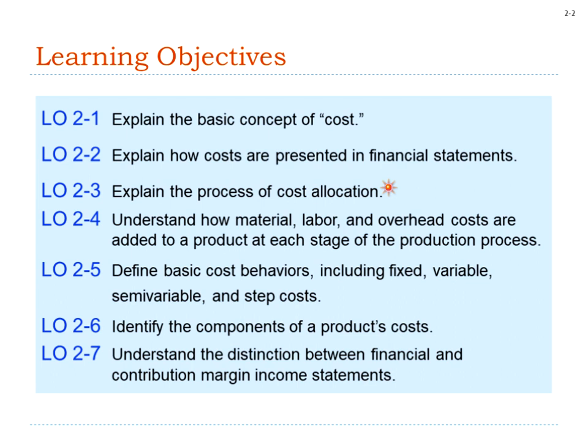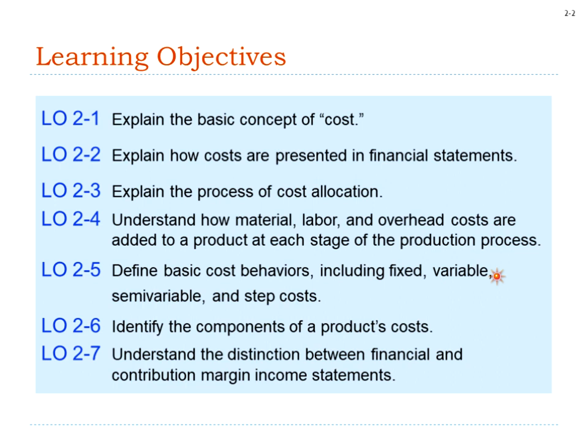Third, we'll have to explain the process of cost allocation, which is dividing these costs up into their appropriate categories. Fourth, we need to understand how the material, labor, and overhead costs are added to a product at each stage of the production process. Fifth, we're going to define basic cost behaviors, and what that means is some costs act a certain way. There might be fixed costs like rent, and some are variable costs, meaning that they go up and down with the amount of products that you put out.